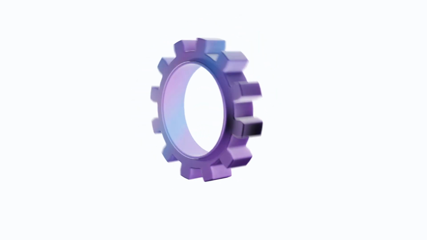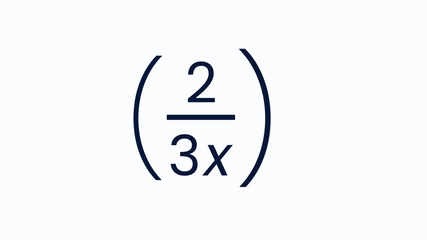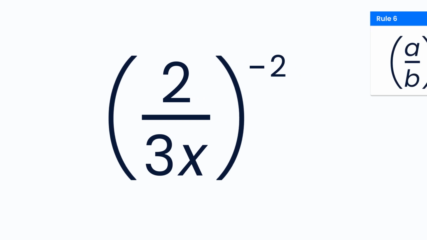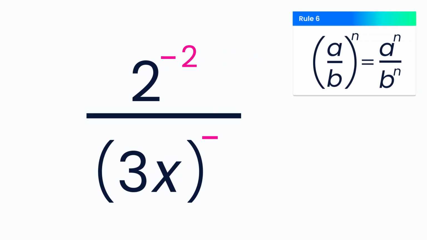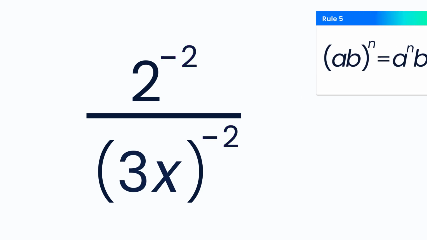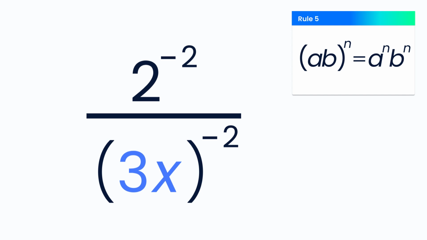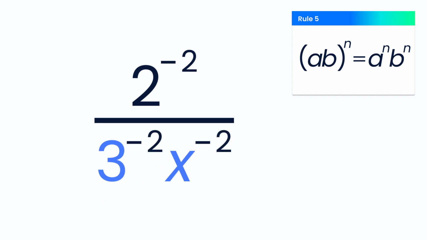Let's look at another example. Simplify the expression, the fraction 2 over 3x raised to the power of minus 2. Here you can use Rule 6, making minus 2 the exponent of the numerator and the denominator. Because you have two factors in the denominator, you make minus 2 the exponent of both 3 and x.